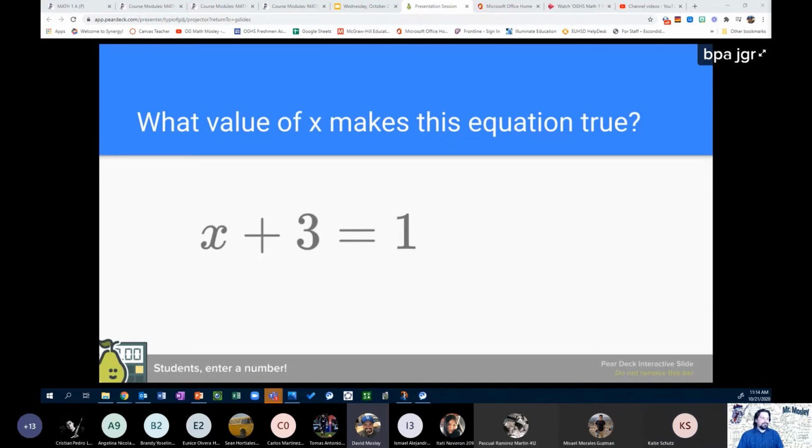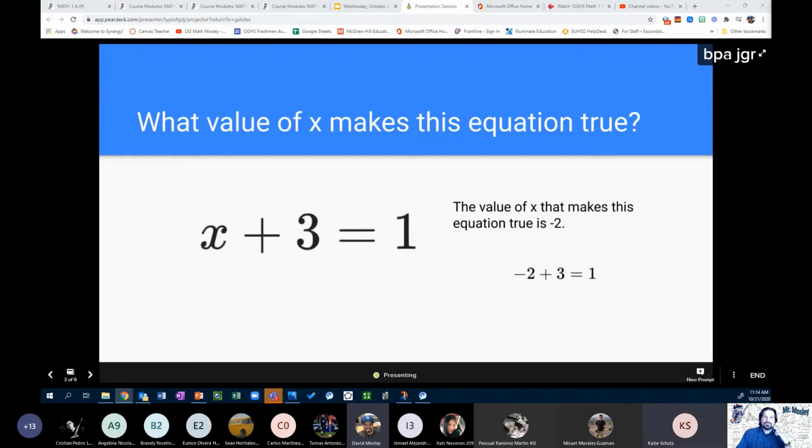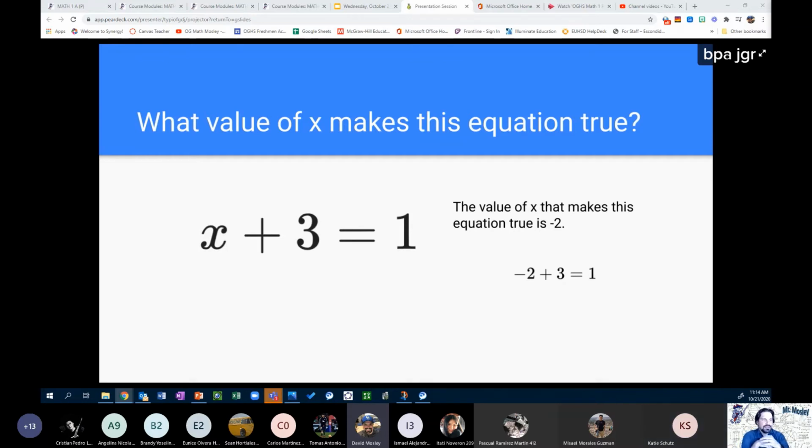All right, so many of you have attempted this. Some of you have not. Most of you have tried though. So here is the solution. The value of x that makes this equation true is -2. That's because -2 plus 3 equals 1.